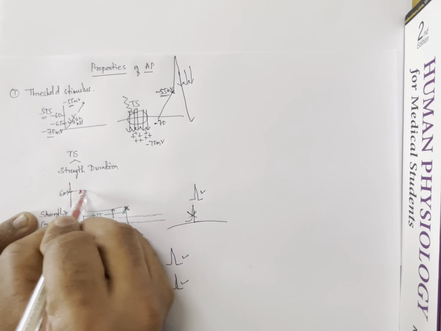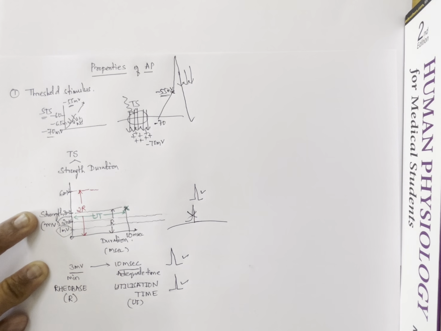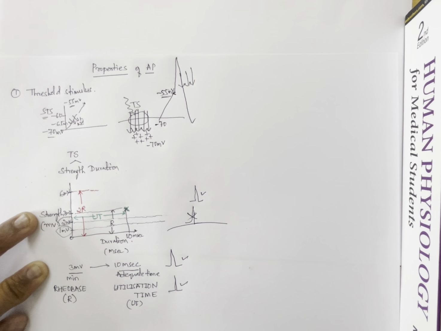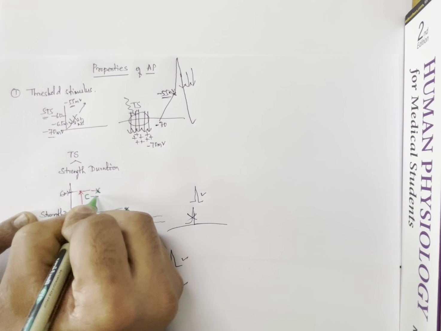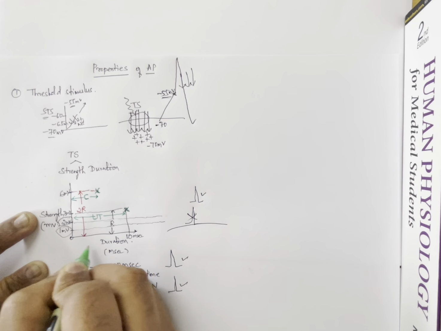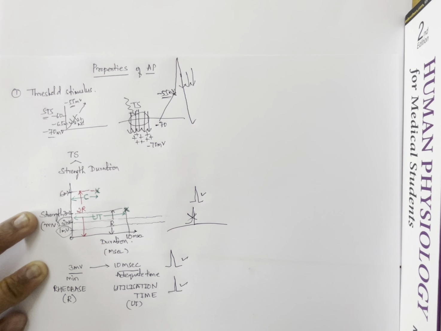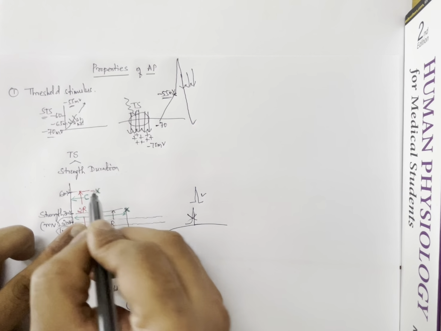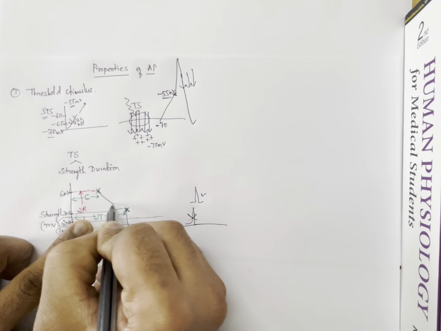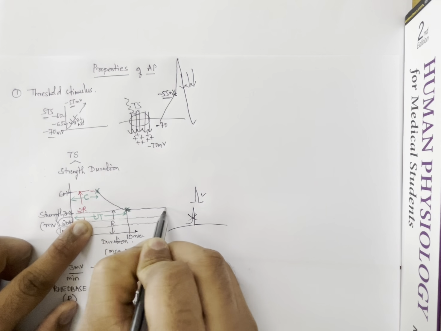Now for how long should this strength of current be applied to generate an action potential? This double the rheobasic current has to be applied for an adequate time, that is the chronaxie duration, to generate an action potential. So when double the rheobasic strength of the stimulus is applied for an adequate time, the chronaxie, an action potential is generated. You can plot the graph this way, and here this is the plateau.